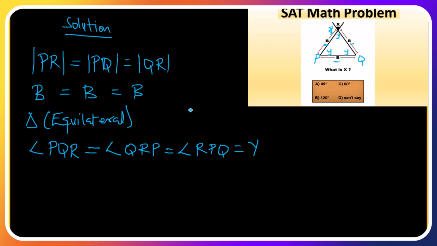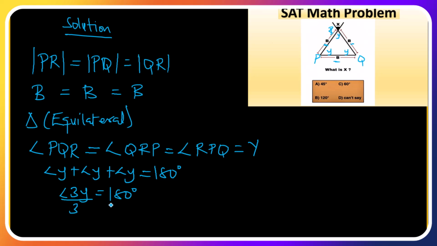The summation of the interior angles should sum up to 180. So angle Y plus angle Y plus angle Y should be equal to 180 degrees. Simplifying this, 3Y is equal to 180 degrees, and angle Y gives us 60 degrees. So from our triangle, angle Y measures 60 degrees.